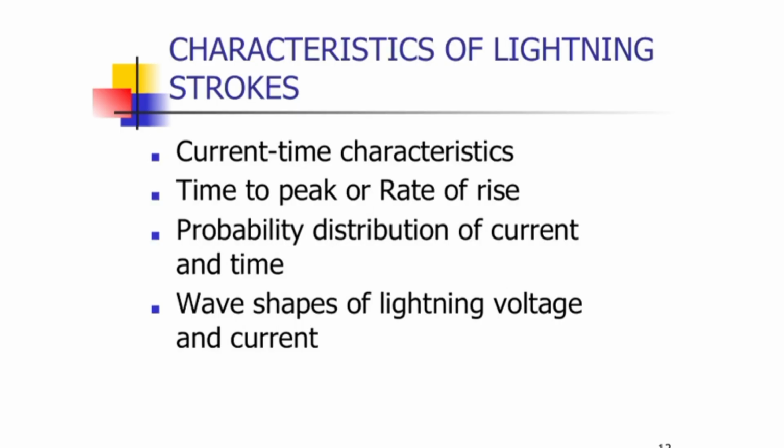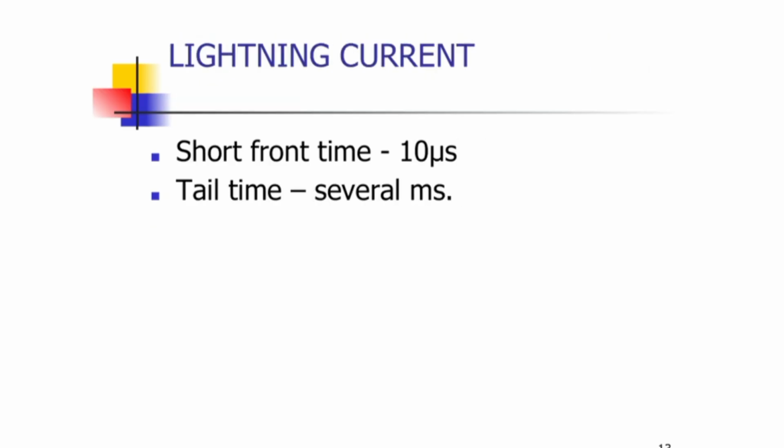Then we are going to discuss the characteristics of lightning stroke. The characteristics mainly depend upon the current and the time, the time to peak or rate of rise, meaning how fast the cloud charge is rising, the distribution of the current and time, and the wave shape of the lightning voltage and current. It will mostly be an impulse waveform. The characteristics of lightning strokes depend on these parameters.